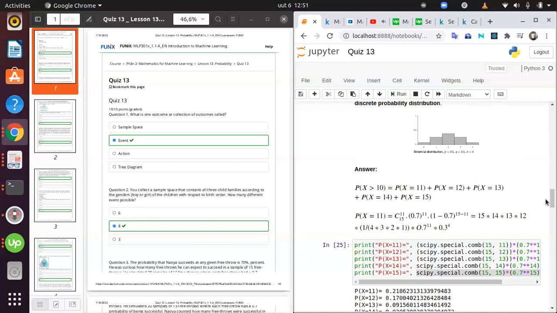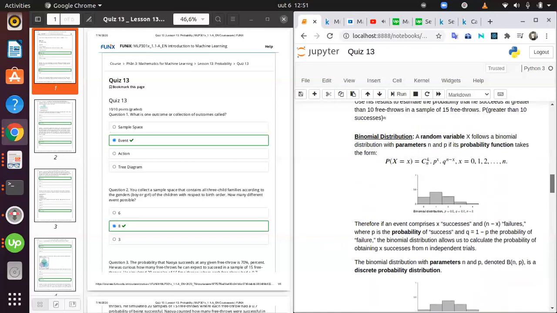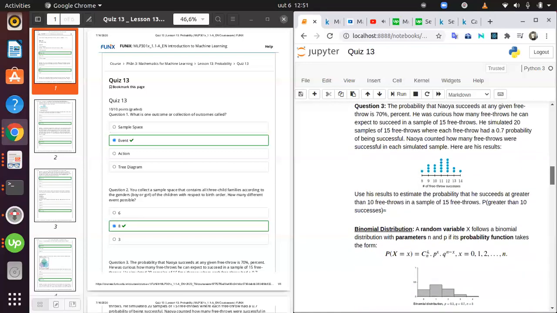Can you move up a little bit, please? I think when you sent me the notebook, the pictures are missing. So let me reread. The probability of Noya succeeding at any given free throw is 70%. How many free throws? 20 samples, 15. Okay. Sorry, can you help me re-explain the exercise, the question, the concept, please? I think I'm lost.